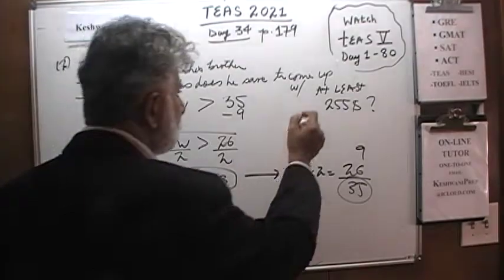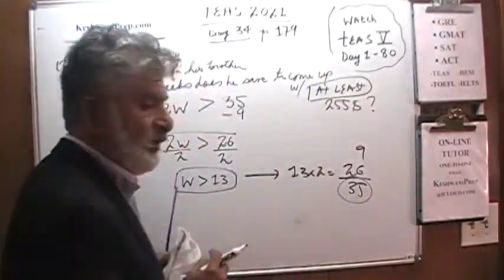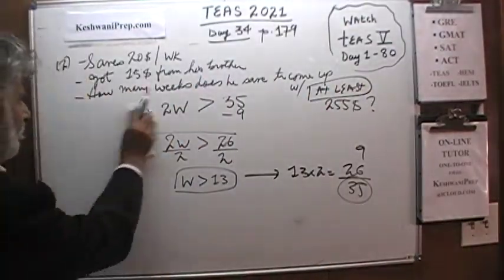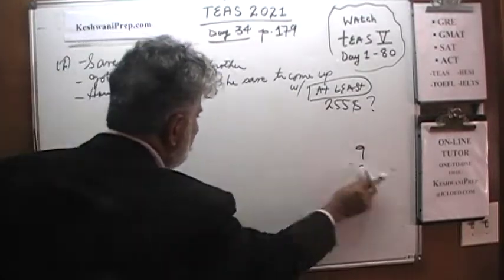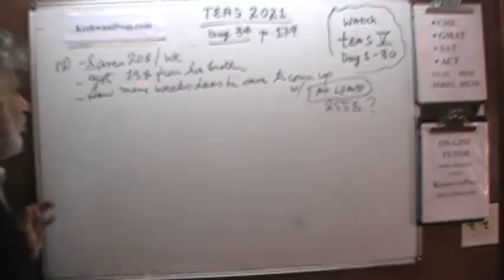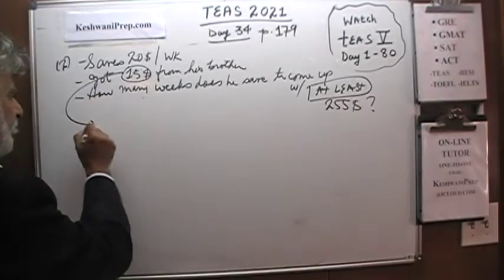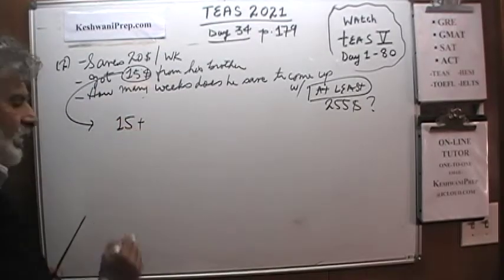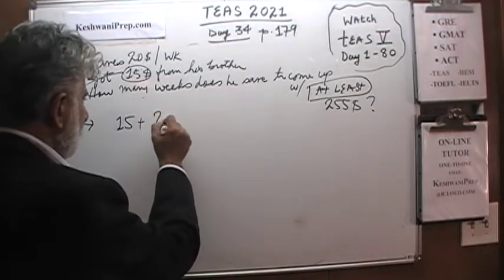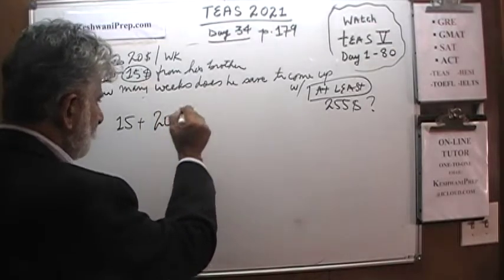Again, this "at least" part is what makes it an inequality. So let's do the same exact process as before. What do we have? What are we starting out with? Well, in this case, we're starting out with $15. He got $15 from his brother. After that, he saves $20 every week, so it's 20 times W.